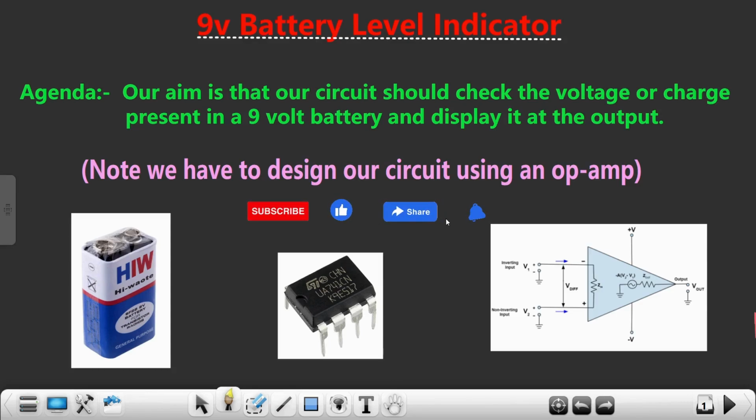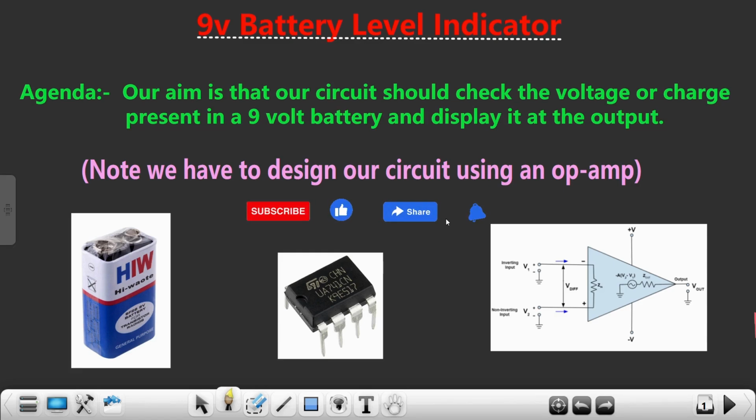Hello engineers, welcome to the first section of the course. In this section we are going to deal with the very first mini project based upon opamp, and the name of our project is 9-volt battery level indicator. As the name suggests, we are going to see the voltage present in our 9 volt battery. We are going to check that particular voltage present in our battery.